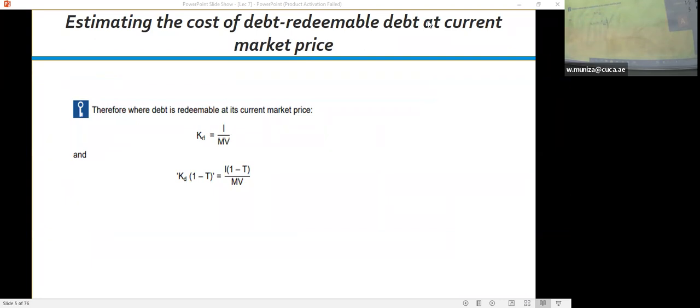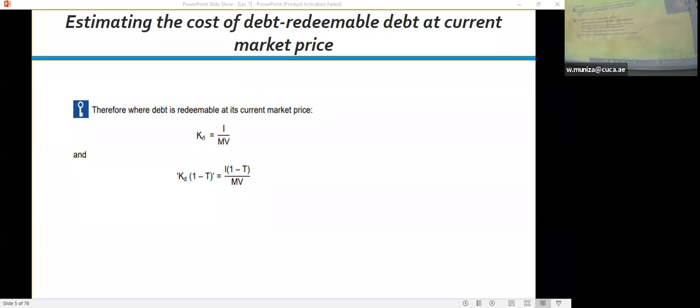Now we are going to discuss the estimation of the cost of redeemable debt at current market price. So with the help of the calculations, we have proved that the debt is redeemable at its current market price. So we can say that pre-tax cost of debt is equal to I over MV, whereas the post-tax cost of debt is equal to I into 1 minus T divided by market value.